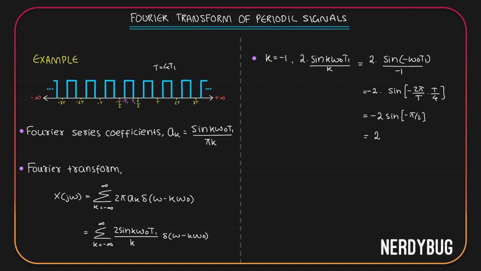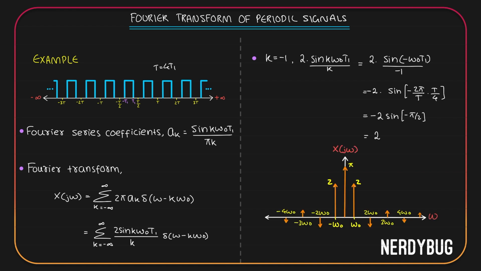Well, we can find values of X(jω) for other values of k also. But if you plot it on a graph, it will look like this. We have impulses at every integer multiple of ω₀. For a better comprehension, we can even show the envelope of this.